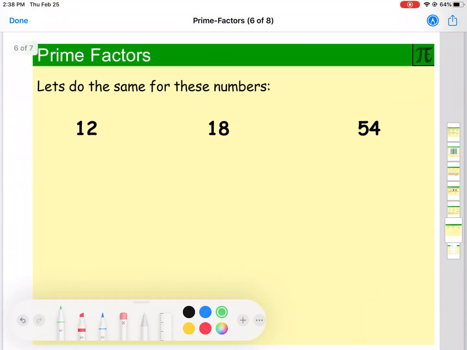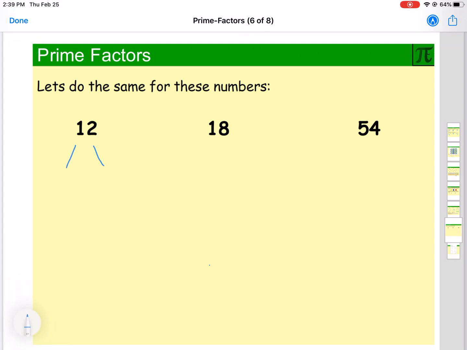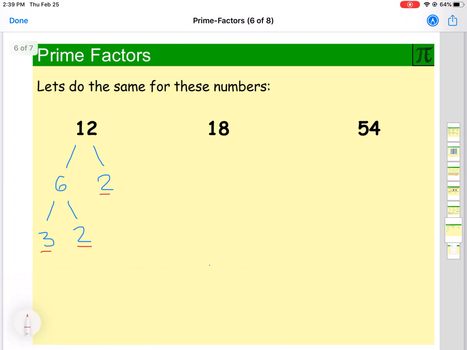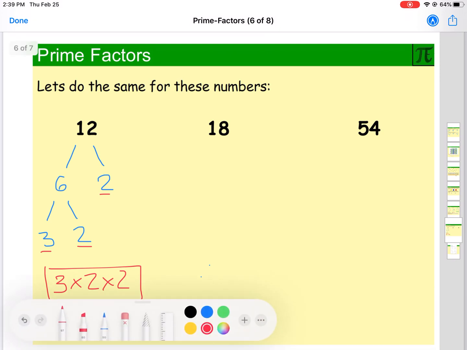Okay, so let's do the same for these numbers then. The number 12, first thing to do is take two numbers that multiply to give you 12. I'll go for 6 and 2. 2 is a prime number, so we don't take that any further, but 6 can keep going to 3 and 2. 3, 2 and 2 are my prime factors of 12. So I can say that 3 times 2 times 2 will give me 12.